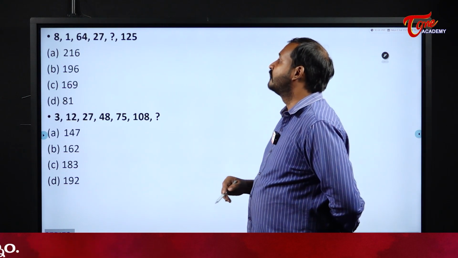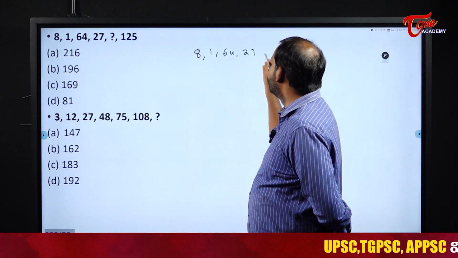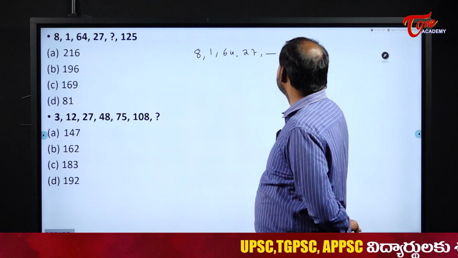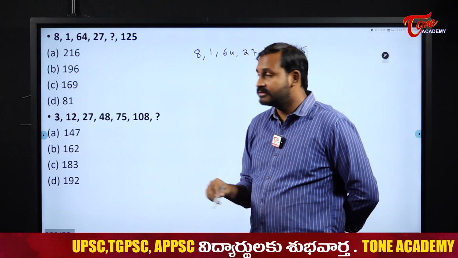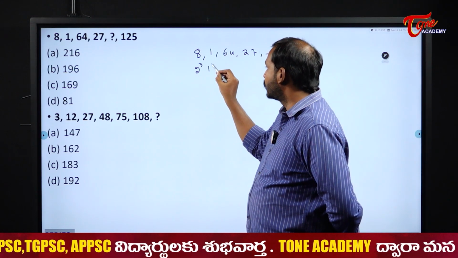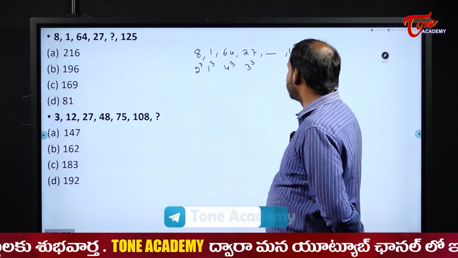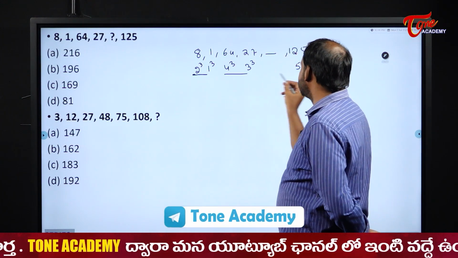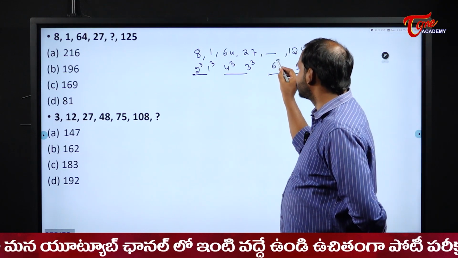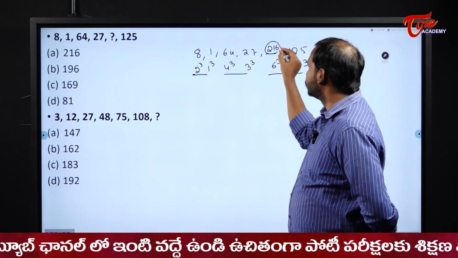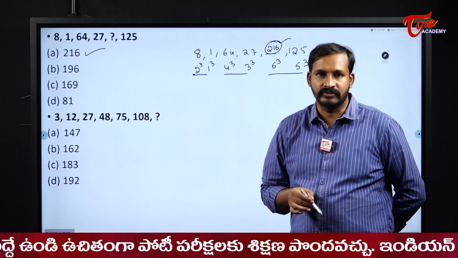8, 1, 64, 27. Okay. What are these numbers, students, actually? These numbers are perfect cubes, right? 2 cube, 1 cube, 4 cube, 3 cube, and this is 5 cube. Now, how are the pairs there? They are just reversed, right? Odd and even positions are reversed. So that means here I should have what? 6 cube. It will become 216. So our answer here becomes 216.